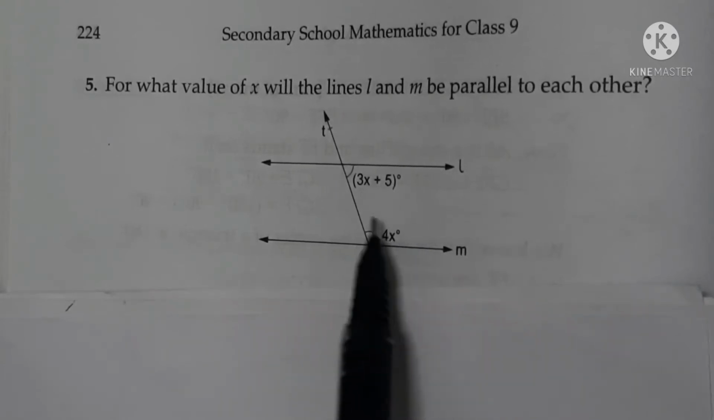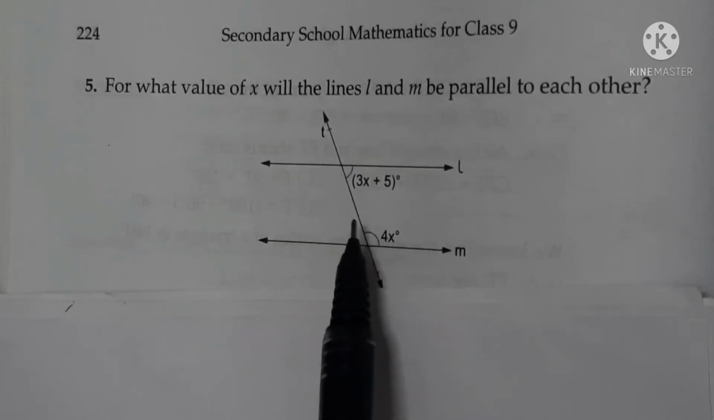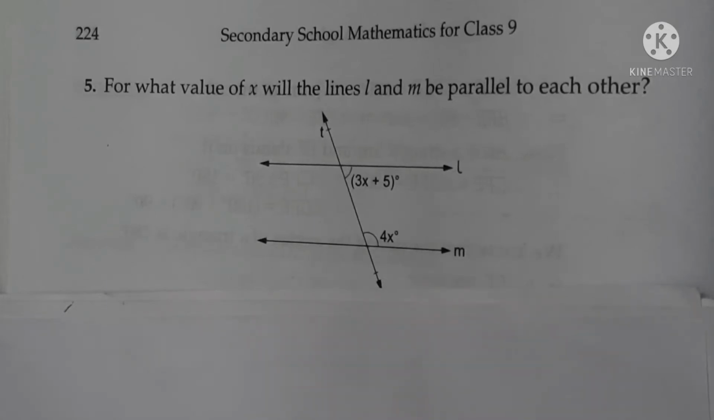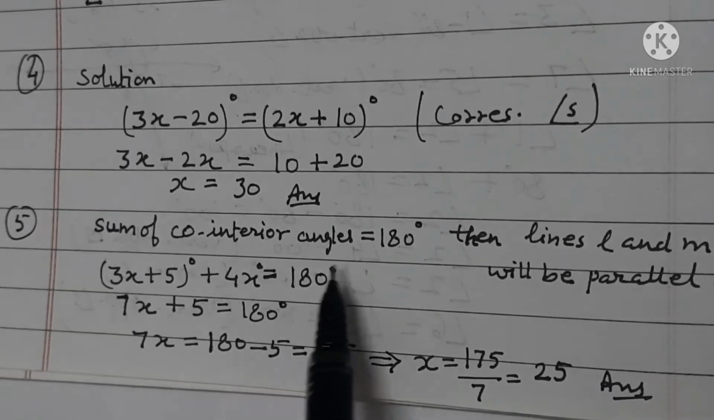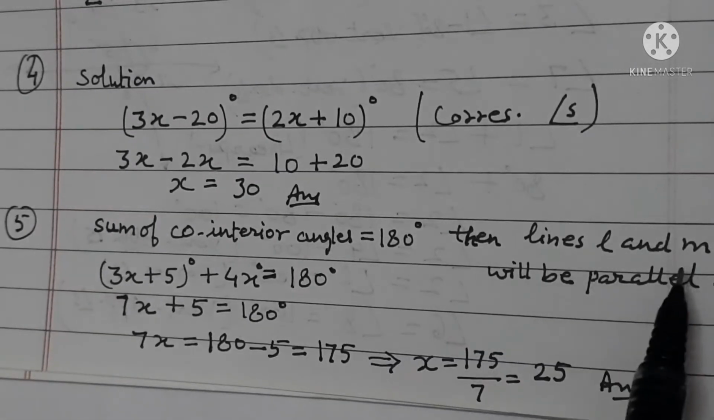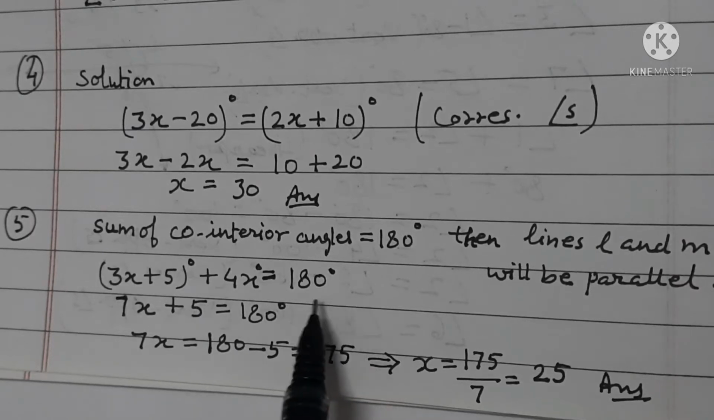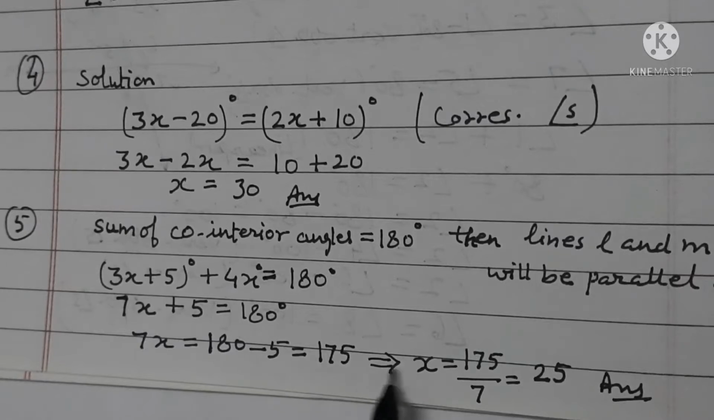So you will use the co-interior angles and the sum of the pair of co-interior angles. Let's do it. Now do like this. Sum of co-interior angles 180 degree, then lines L and M will be parallel, and write the sum of the angles equal to 180 degree. Get the value of x, which is 25.